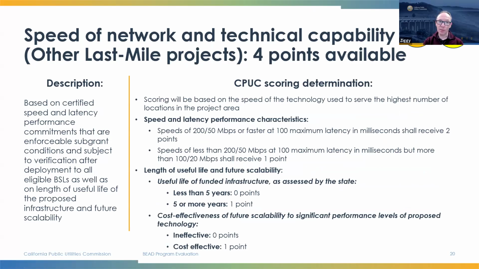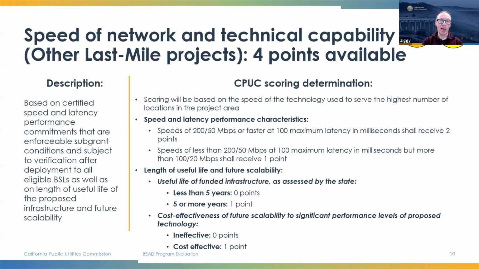So for other last mile projects, non-fiber, 4 points are available for the technical aspects of your proposed solution. We are looking at the speed of the technology. So the speeds of 200 over 50 or faster will receive 2 points. Speeds of less than 200 over 50, but more than the 100 over 20 will receive 1 point.